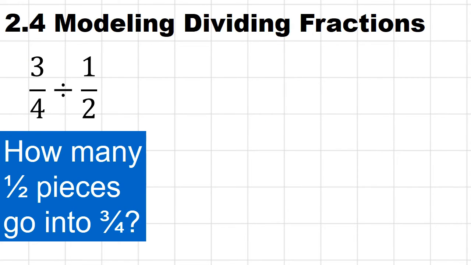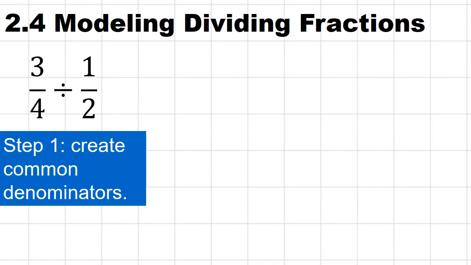So now let's talk about how to model dividing fractions. And so we have a question down here, and this question matches up with our problem. Our problem is 3/4 divided by 1/2. And if we're going to write this out, we can say how many 1/2 pieces go into 3/4. And so here is the way we go ahead and model this. So first step is we're going to create common denominators of our fractions here. So our common denominator of 4 and 2 is 4. So we're going to rewrite this problem, 3/4 divided by 2/4.